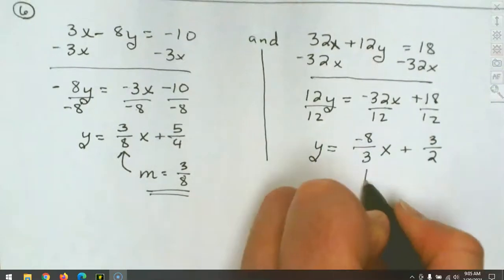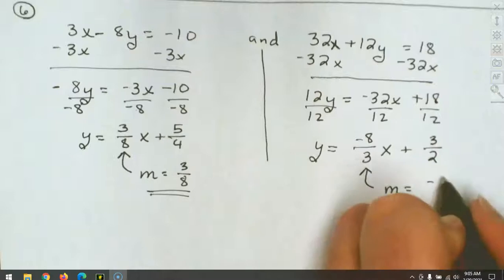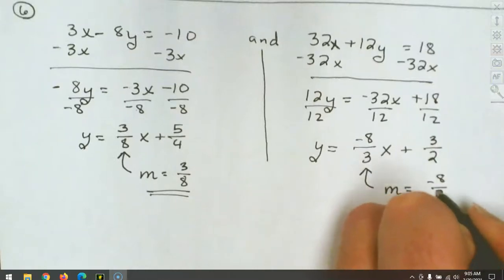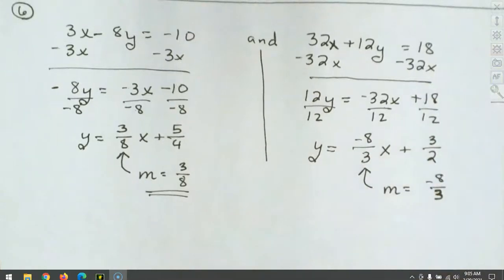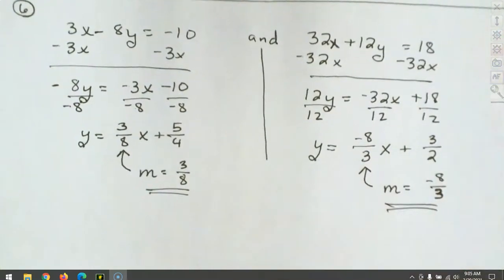So what's my slope again here? My slope is a negative 8/3. You have to reduce them down first. Before you compare them, you have to reduce them. So what do we know now?